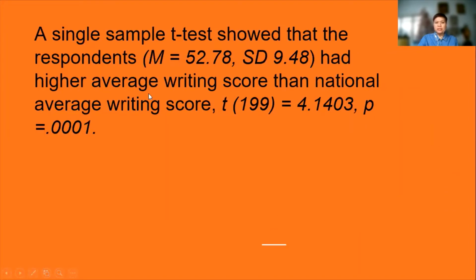Okay, and then we say that a single sample t-test showed that the respondents had higher average writing score than the national average writing score. And then what are our disclosures? The t-statistic with the degrees of freedom in parentheses, and then the p-value. The p-value is equals to 0.0001. And the readers would know that this is significant because the p-value is less than 0.05.